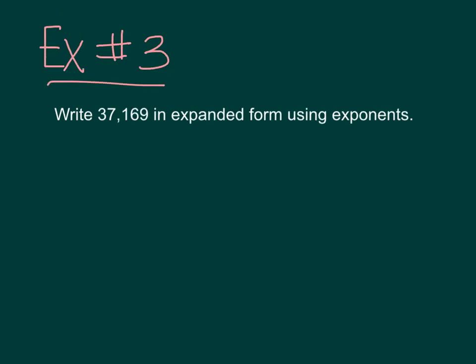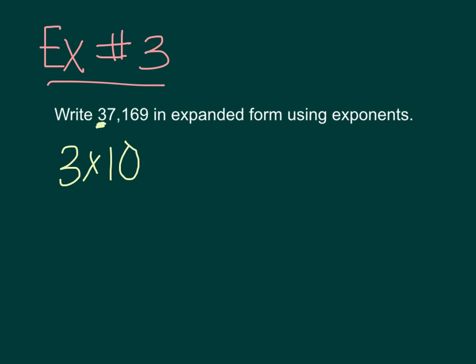Example 3, write 37,169 in expanded form using exponents. Now this might seem a little tricky at the beginning, but I want you to just pay attention as I go through, and if you still don't get it, try rewatching the example a couple of times slowly. When we do expanded form, just like we did in the very first lesson, we always start with the number that is all the way to the left. So that number is 3. Now, we always multiply by powers of 10.